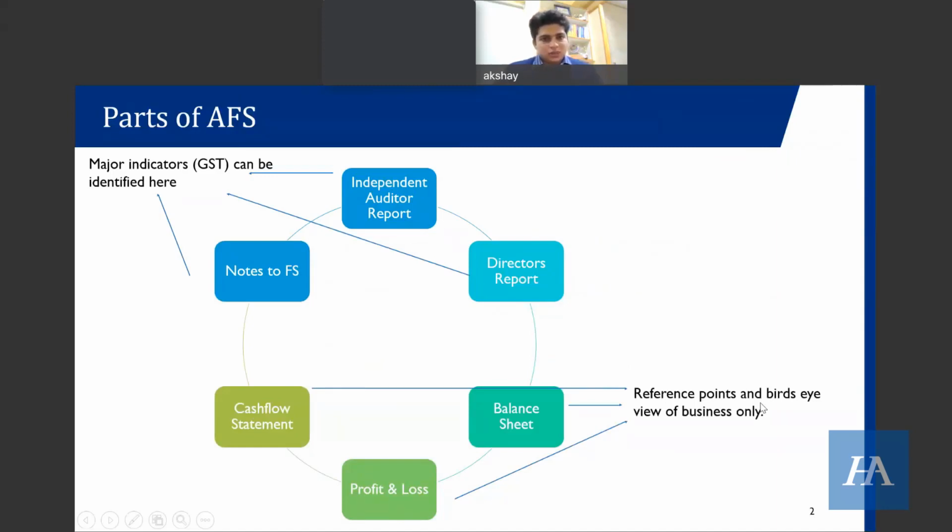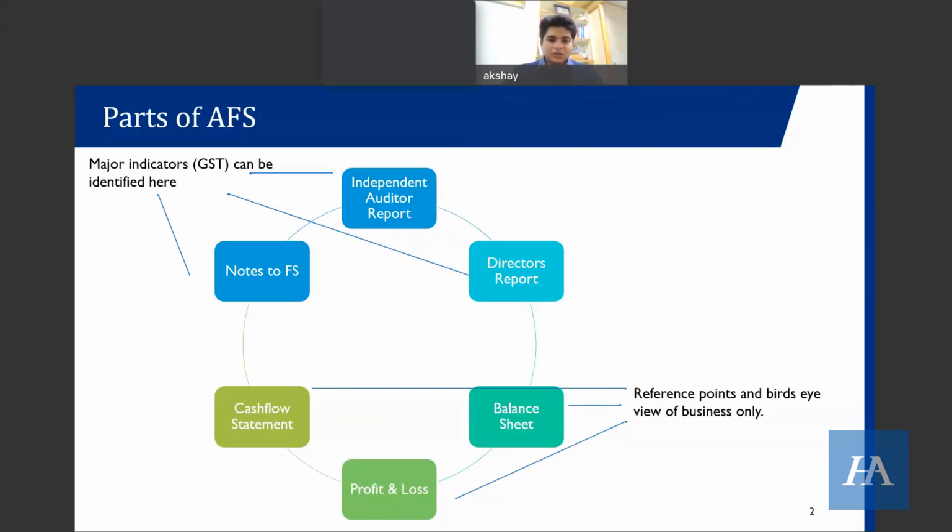So coming to the financial statements itself, we have majorly 6 parts to it. First will be the director's report. Then there will be an independent auditor's report, which will then have the balance sheet, profit and loss account, and the cash flow statement. The notes to financial statements will be there after all of these details.